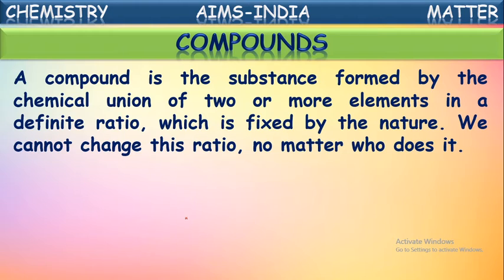For example, water is formed from hydrogen and oxygen. Two atoms of hydrogen combine with one atom of oxygen to form water. If you prepare water from any chemical substances by any means, the ratio of hydrogen and oxygen will be the same, 2:1. However you prepare it, from wherever you collect this water, this ratio will be fixed. So a compound contains combined atoms in a fixed ratio.